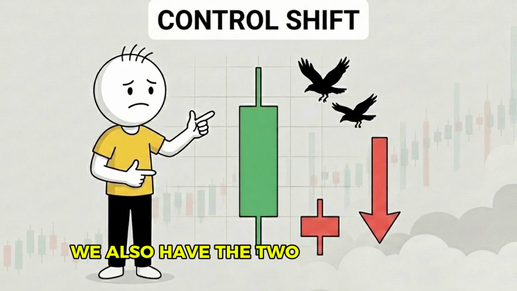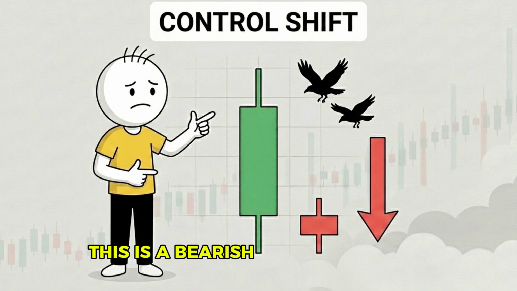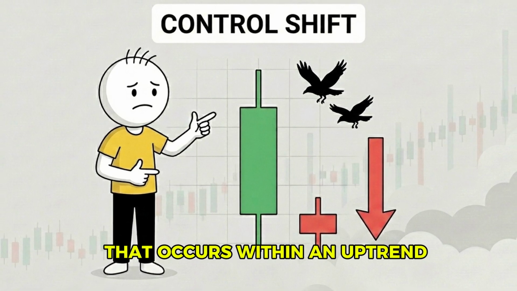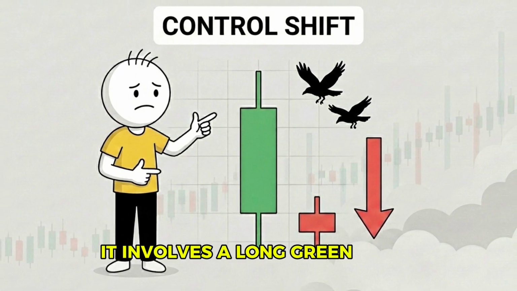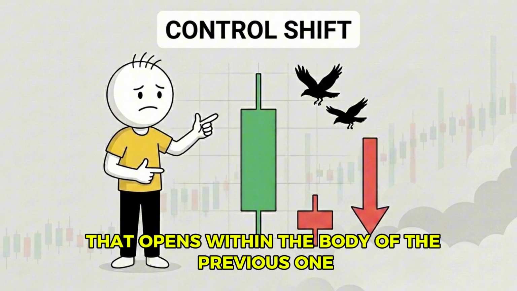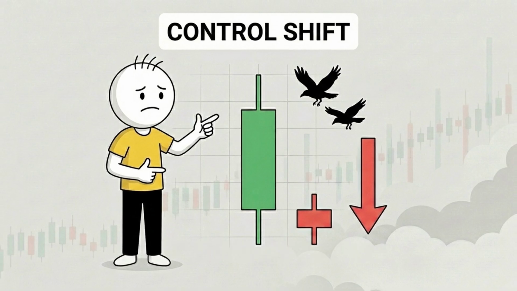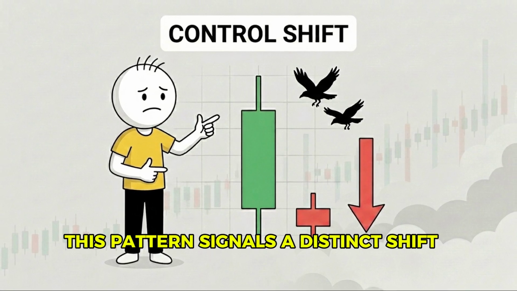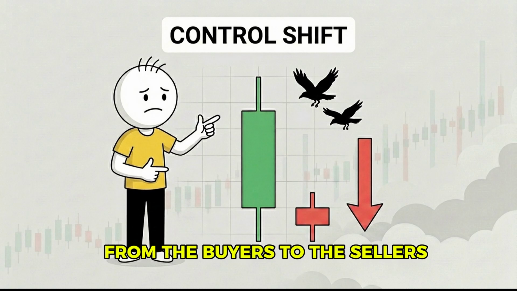We also have the 2 crows pattern. This is a bearish reversal pattern that occurs within an uptrend. It involves a long green candle followed by a similar red candle that opens within the body of the previous one but closes much lower. This pattern signals a distinct shift in momentum from the buyers to the sellers.